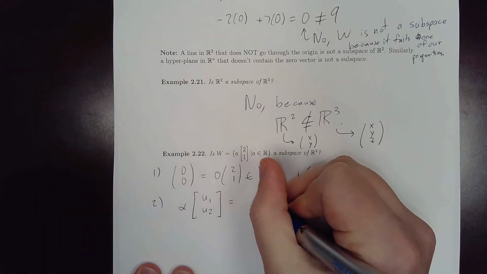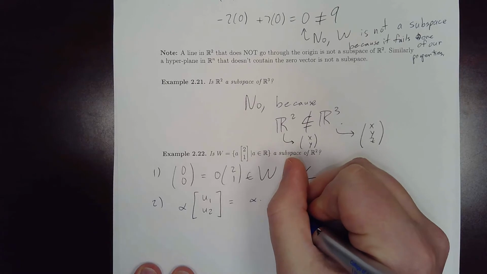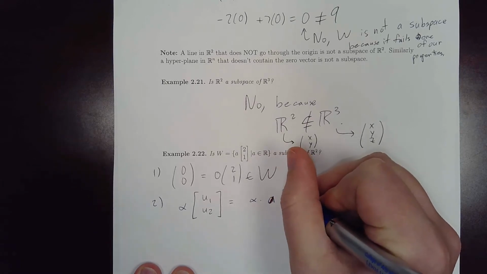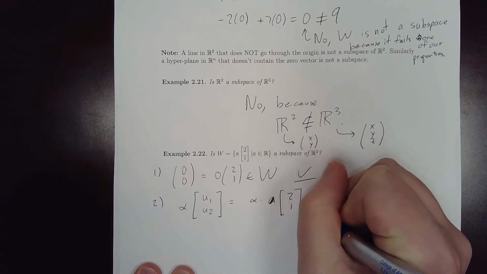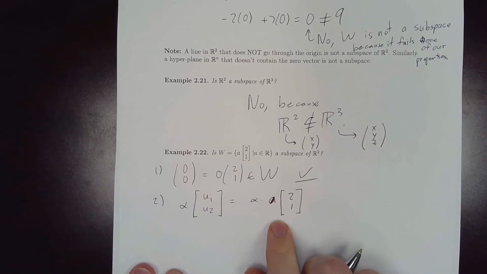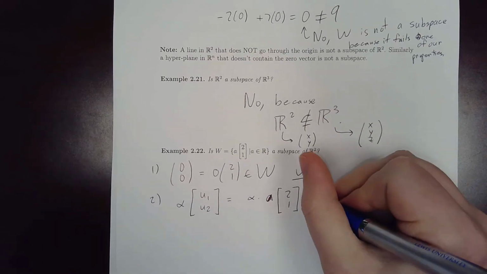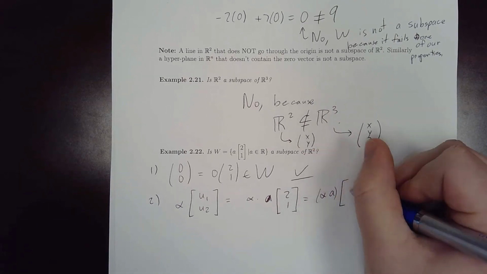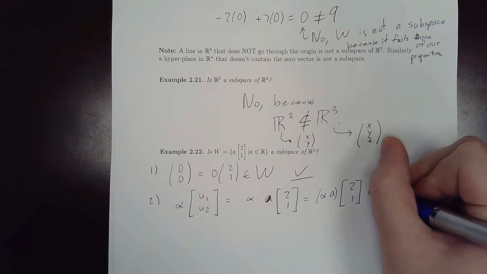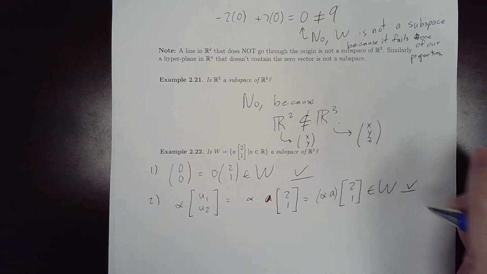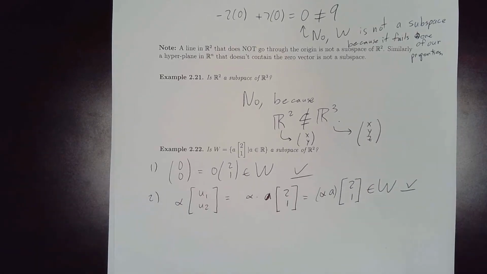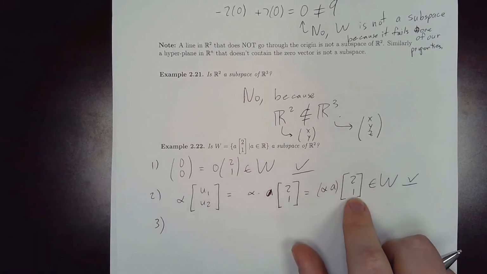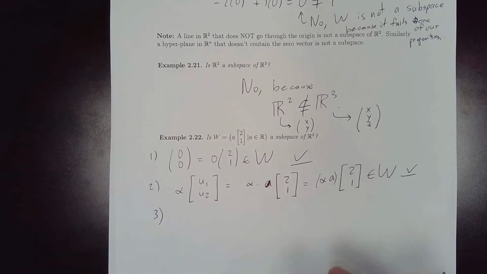First property is good. Then we'd want to check if alpha times (u1, u2), for some (u1, u2) in here, was going to work. And so this would be alpha times a times (2, 1). So a times (2, 1) we're going to use as our arbitrary representative. And so we get alpha a times (2, 1) is an element of W. So that's in there because it is some number times (2, 1). That's what makes it part of W.